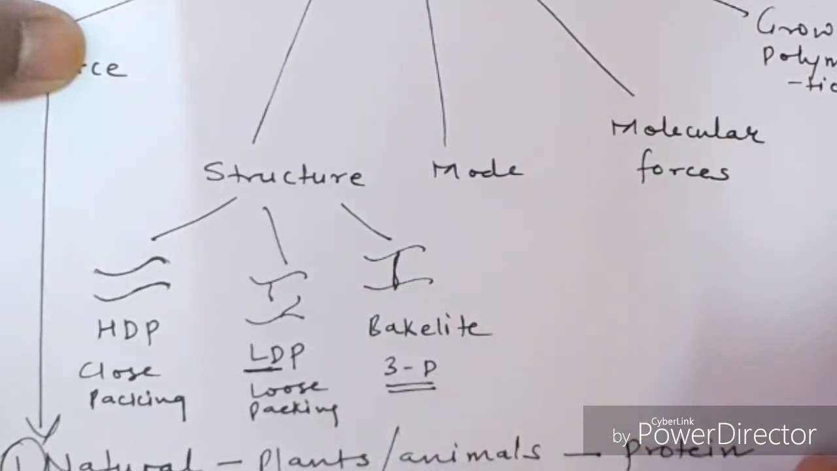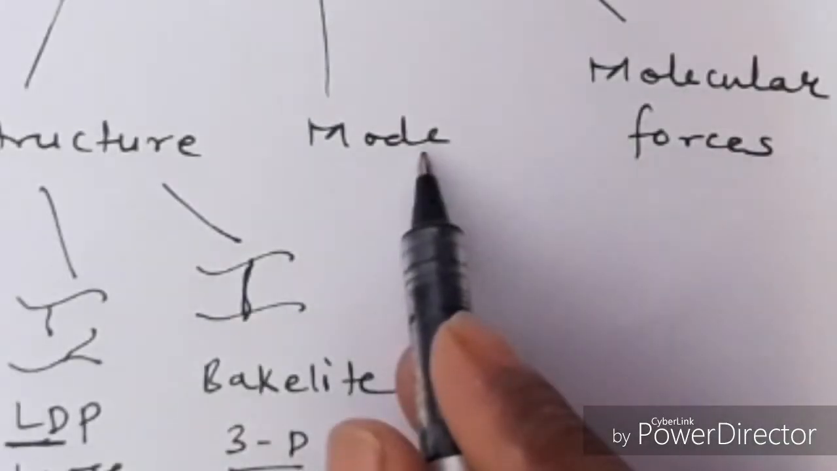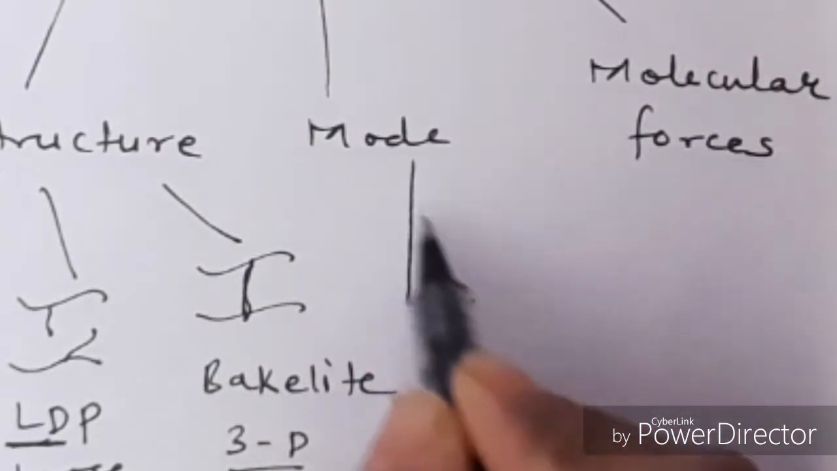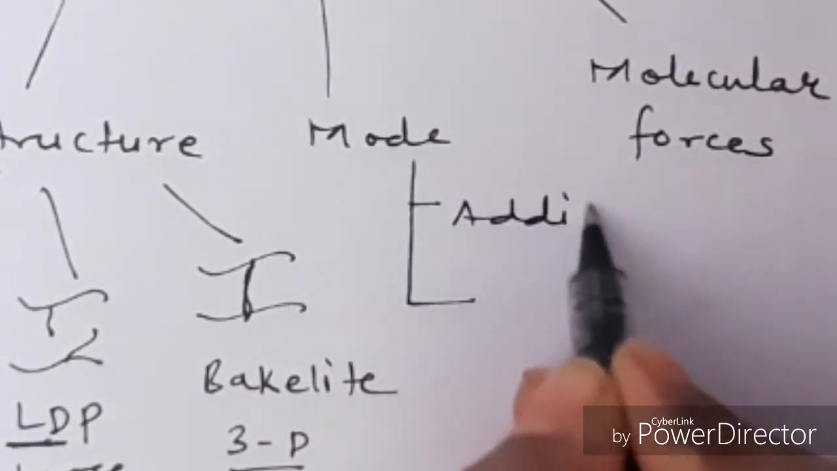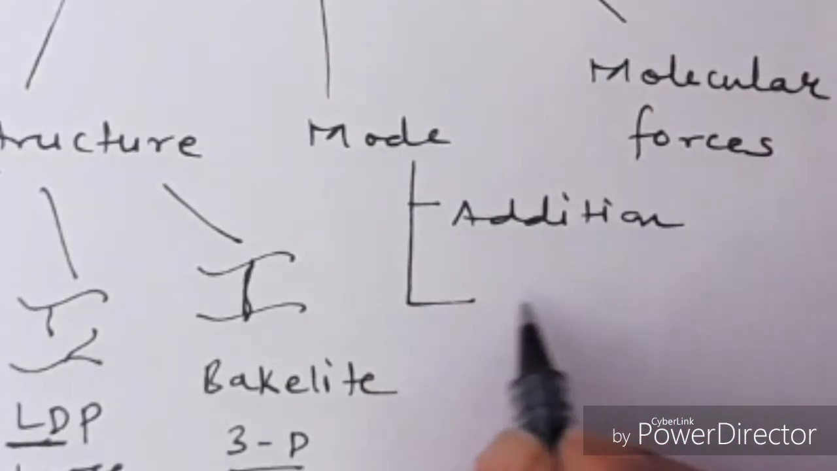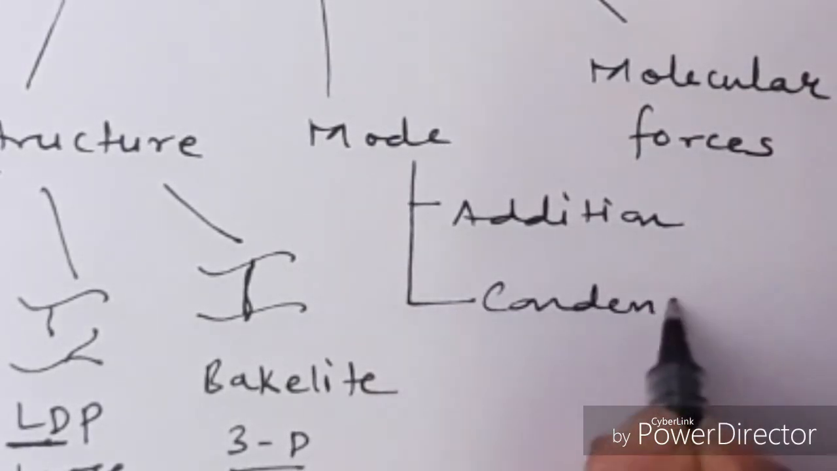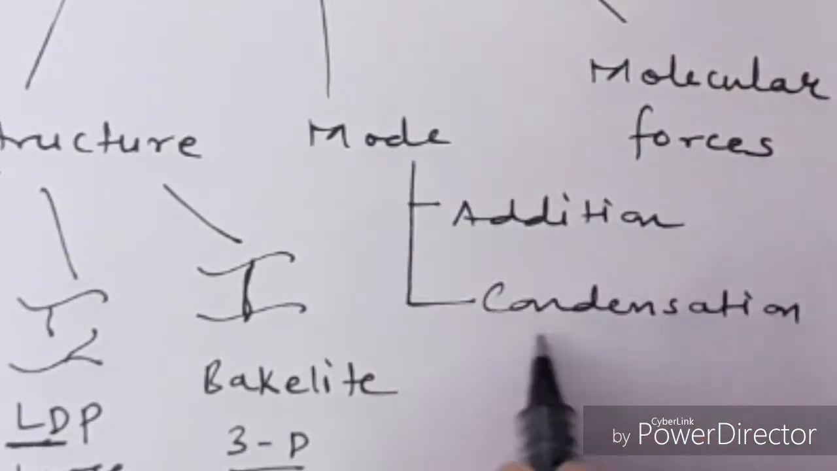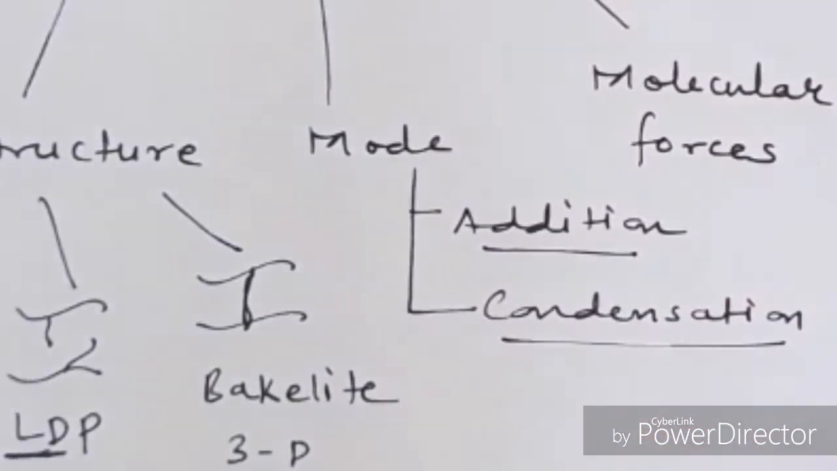The next classification is based upon mode. Now, mode of polymerization means how are you going to react? How are the monomers going to react with each other? Are they going to add or are they going to condense? So based upon that, these are the two types, addition and condensation.